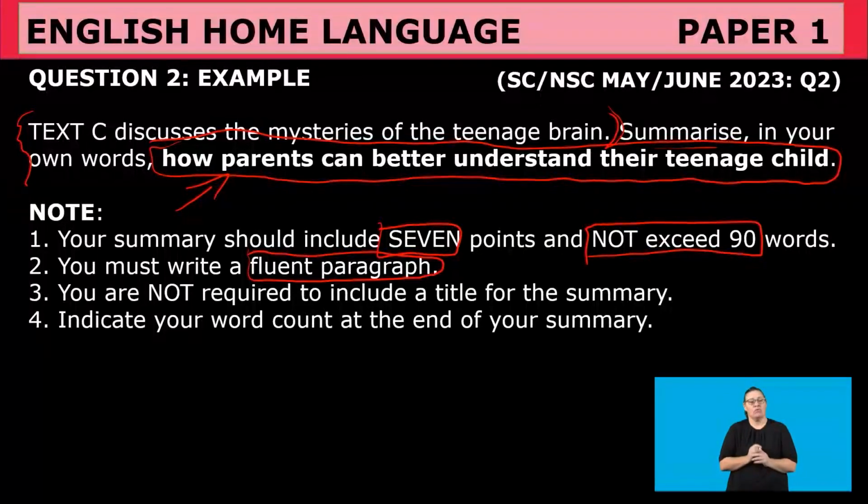It's a good idea to always have a backup. You are not required to include a title for the summary, don't bother with that, and then indicate the word count. Please, learners, be accurate in your counting and be honest. The marker will count the words and verify that you did not exceed the word count, and it's just annoying when a learner lies about the word count.